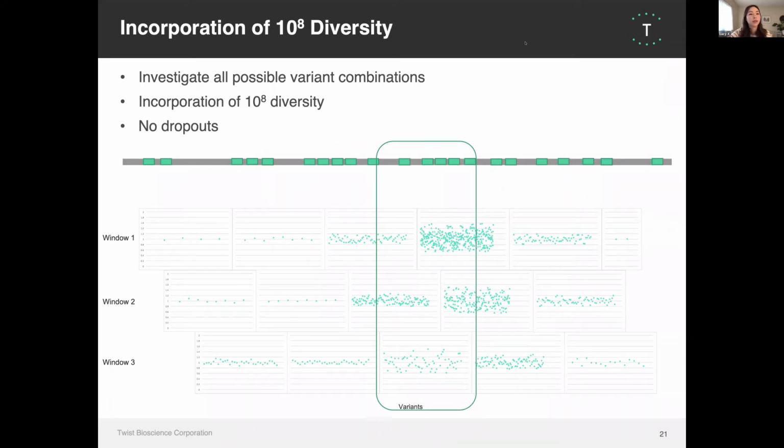So what this indicates is that we're seeing a complete incorporation of the 10^8 diversity, and we're seeing all the variants and all combinations of the variants with each other. And this indicates that the library that the customer has designed is what they received in their hands.